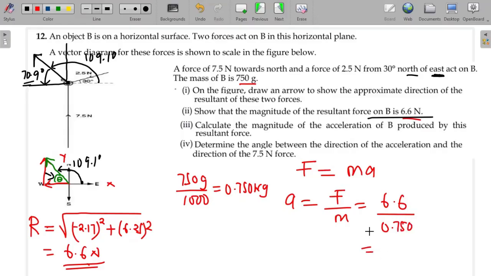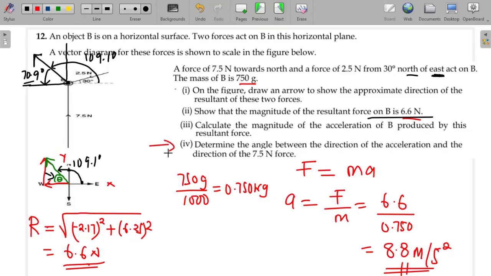So my acceleration will simply be, I just divide those two that I have. That will be 6.6 divided by 0.75. So my acceleration will be 8.8 meters per second squared. So that is my acceleration.